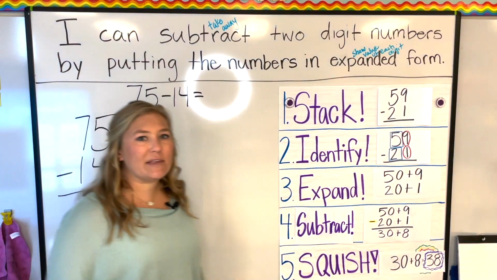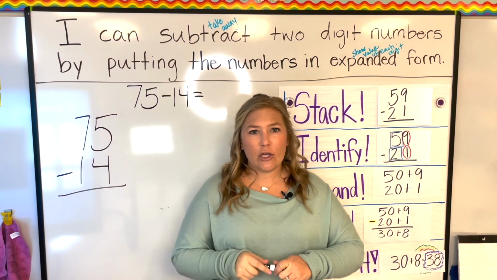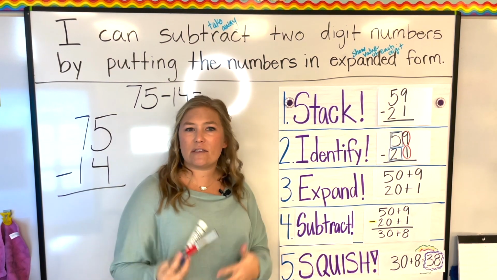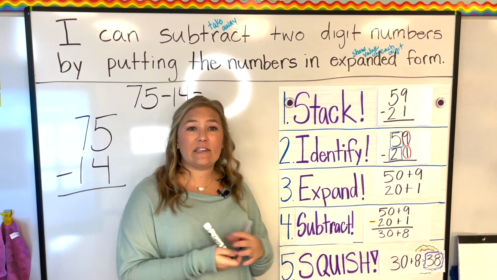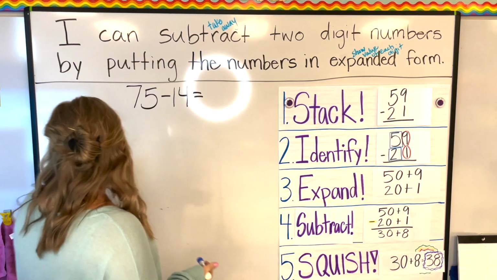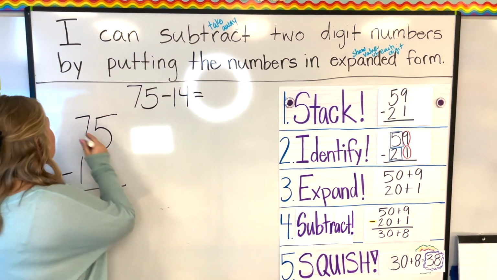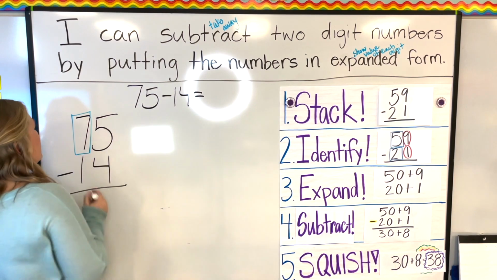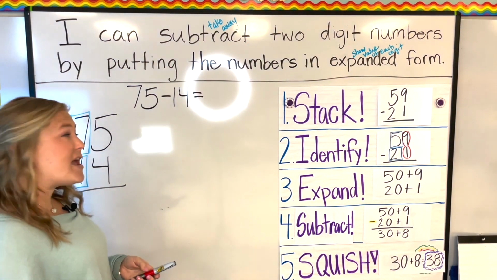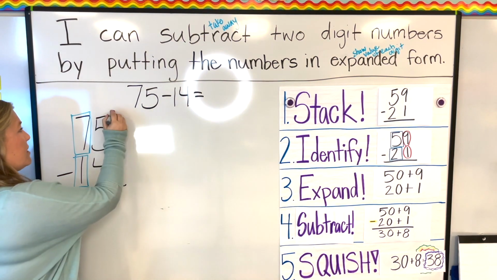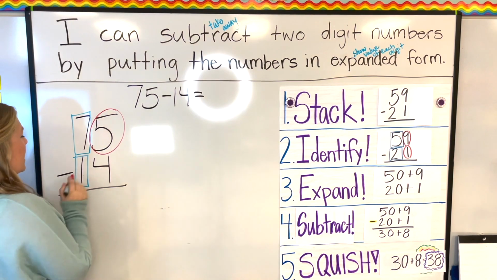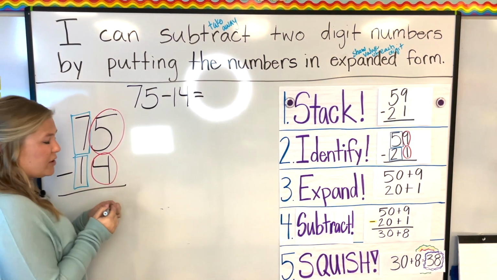Now that my problem is stacked up, I want to identify. You might just identify in your head. You might identify by drawing a box or a circle with your pencil. I'm going to identify using my different colors to really help me when it comes to that next step. I see that I have a 7 in my tens place in the number 75, and a 1 in my tens place in the number 14. I also have a number 5 in the ones place in the number 75, so I'm going to put a red circle around it. And a 4 in the ones place in the number 14.